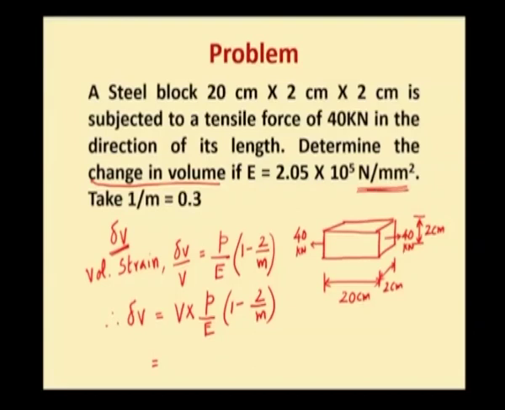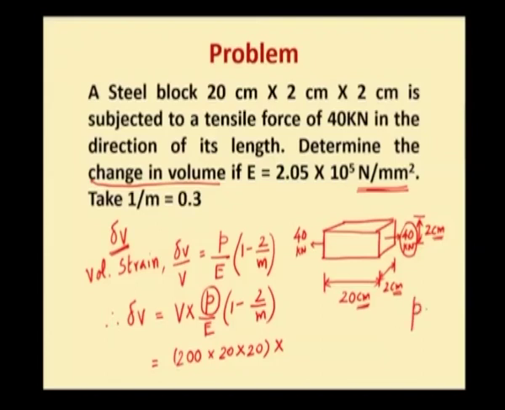So, we have to convert the applied force 40 kilonewton into Newton, and also all these dimensions should be converted into millimeters. So, volume of the bar will be 20 centimeter into 2 centimeter into 2 centimeter, converted into millimeter. So, 200 is the length, multiplied by breadth 20, multiplied by another 20. So, this is the volume into, now we shall calculate the value of this stress.